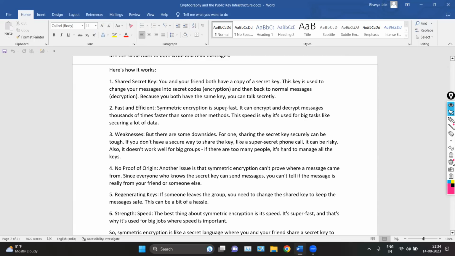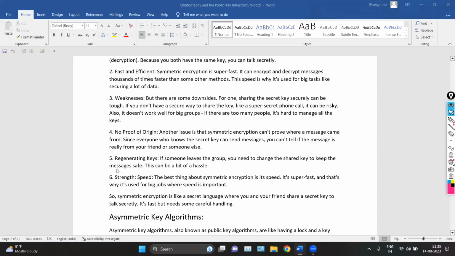Symmetric encryption is super fast. It can encrypt and decrypt messages thousands of times faster than some other methods, namely the asymmetric algorithm. This speed is why it is used for big tasks like securing a lot of data. We mostly use symmetric in databases and some servers also. Okay.